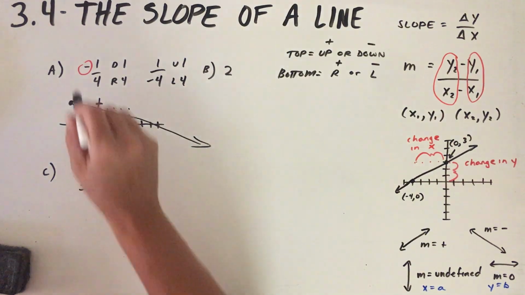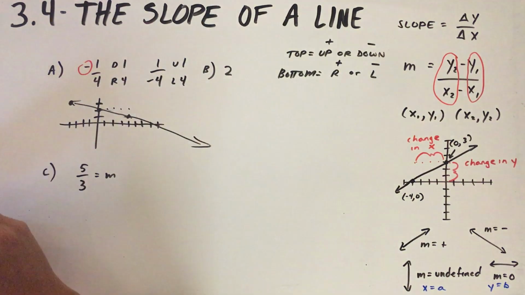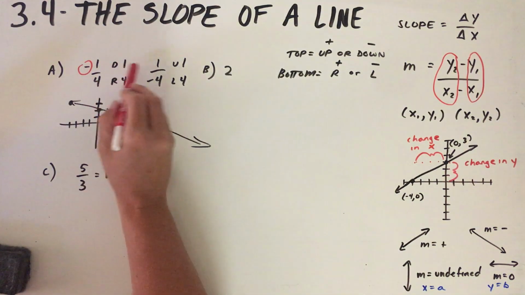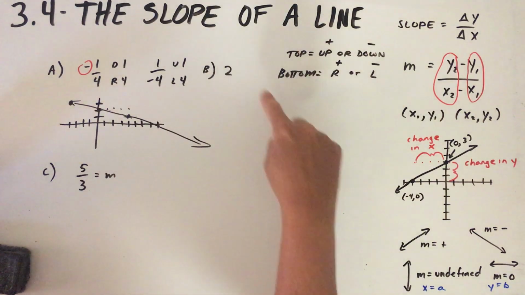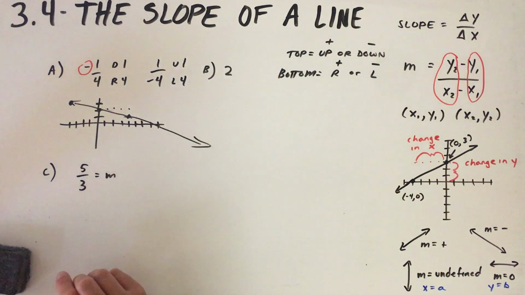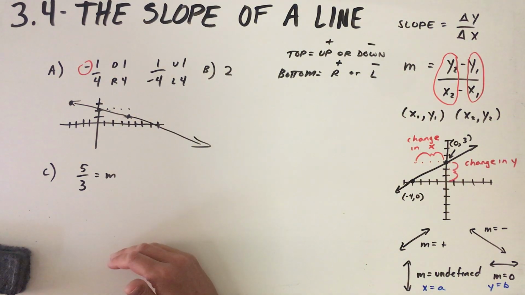So it doesn't matter whether the negative is on the top or the bottom, but it can only be in one place. If it's on the top, then I'm going down. If it's on the bottom, I'm going left. Okay, and that is based on if the top number is negative, I'm going down. If the bottom number is negative, I'm going left. Okay, so that is interpreting that slope.